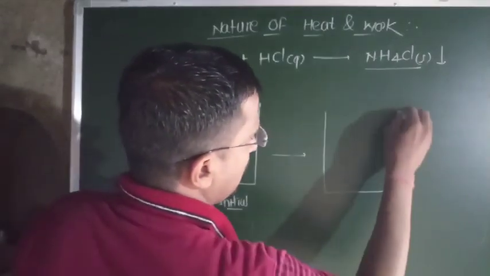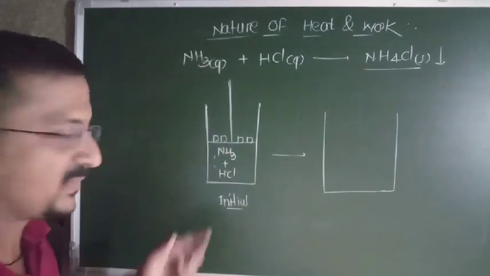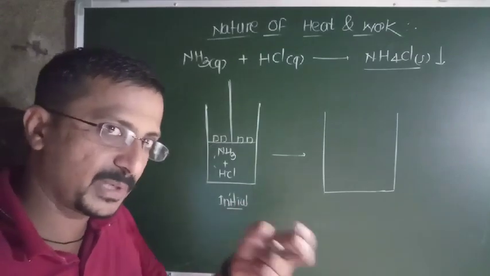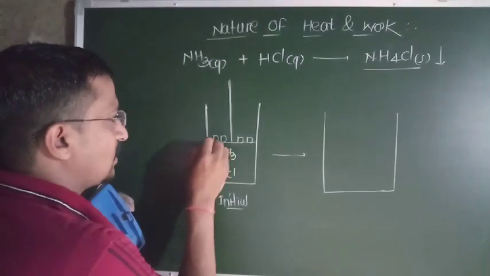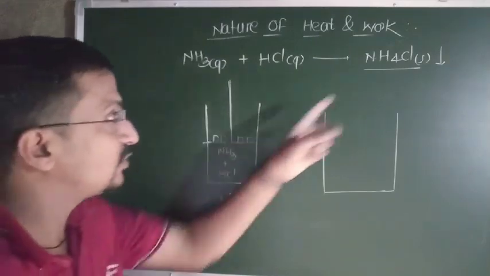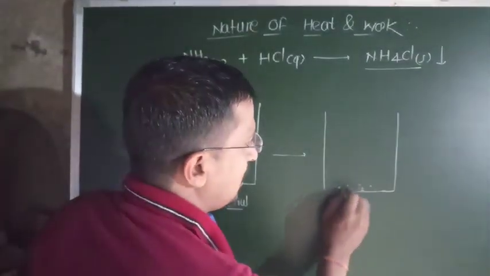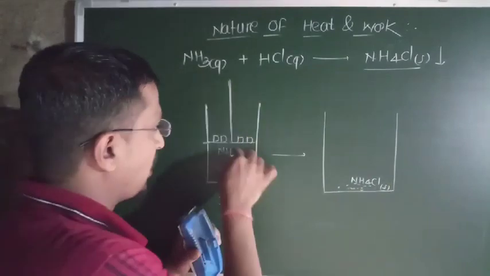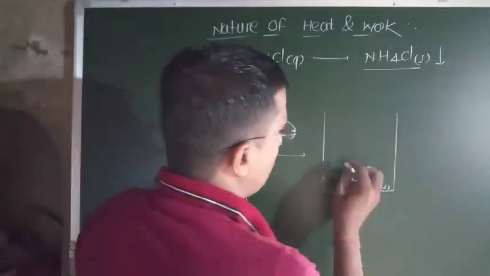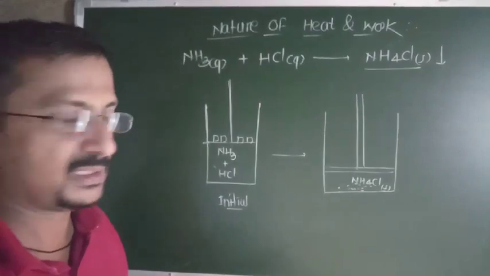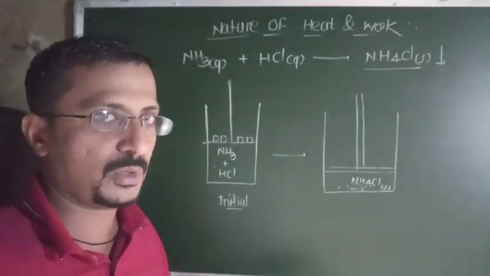So what happens here? Initially they are in gaseous state, ammonia and HCl. As they are gases, they have some pressure, and due to that pressure the position of the piston is constant. But when ammonia and HCl react with each other to form ammonium chloride, NH4Cl, it is in solid state and settles at the bottom. As it settles, a vacuum is created within the cylinder, therefore the piston moves suddenly in downward direction.